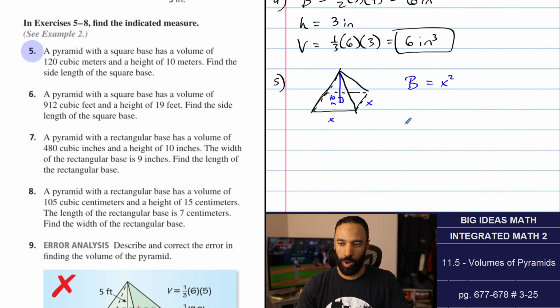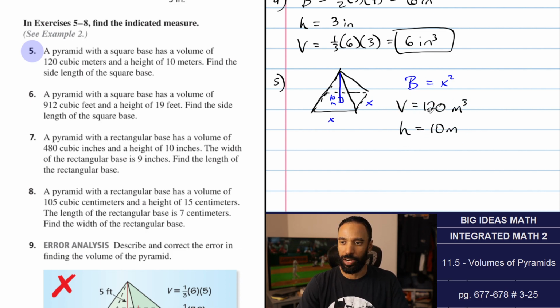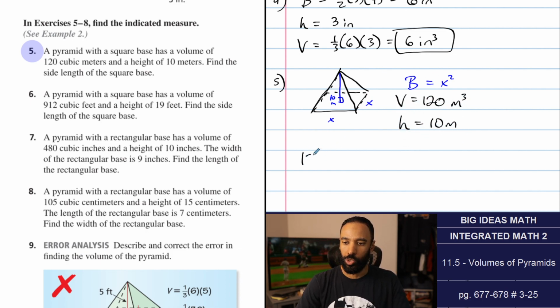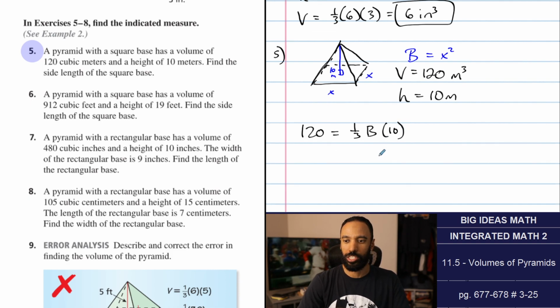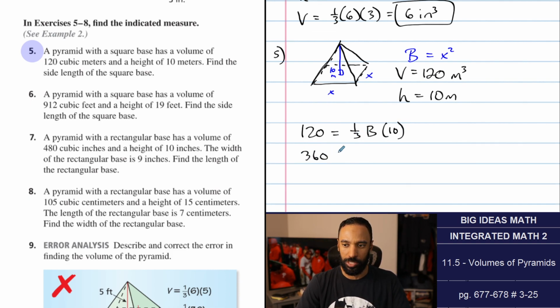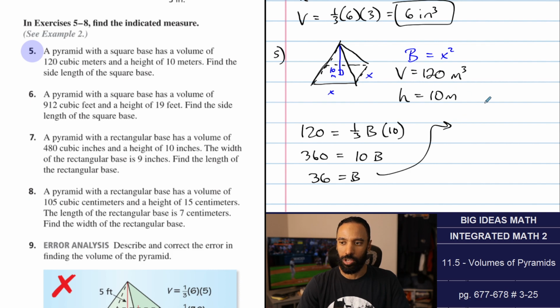Going into this, volume is 1/3 area of base times height. So the volume is 120 cubic meters. The height is 10 meters. And of course, we have the area of the base written there. So 120 equals 1/3 times area of base times height. This is where I'd like to multiply by 3 to begin with and get 360. Then divide both sides by 10 and you get 36 for your area of base. Now, area of base is also x squared, so x squared is 36.